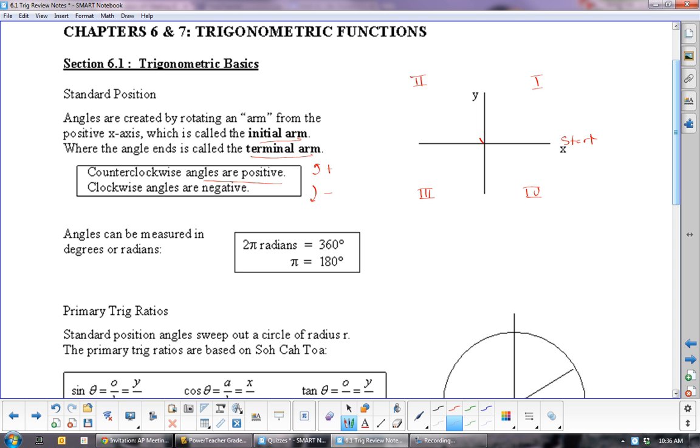Okay, so if I gave you an angle like this, this would be the terminal arm, right? And we started from here, so this is the initial arm. Pretty basic stuff. You do this stuff in grade 11.